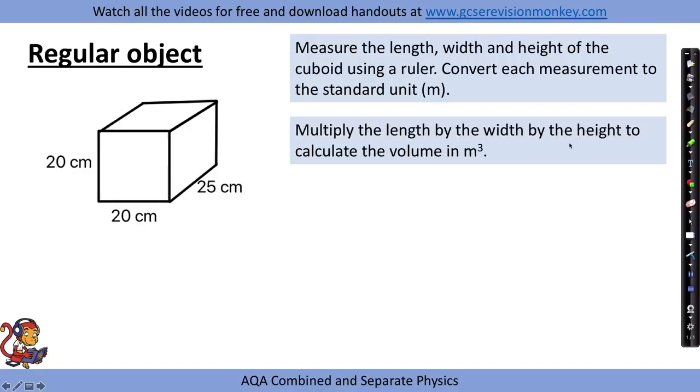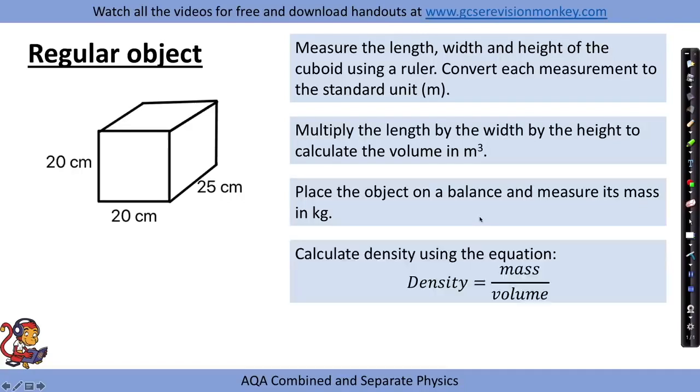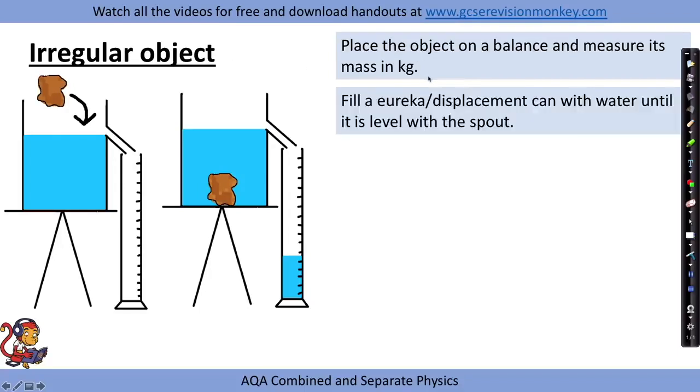Multiply the length by the width by the height to calculate the volume in meters cubed, and then we place the object on a balance and measure its mass in kilograms. We finally calculate the density using the equation density equals mass over volume. For irregular objects, we again need to calculate the mass by placing the object on a balance and measuring its mass in kilograms.